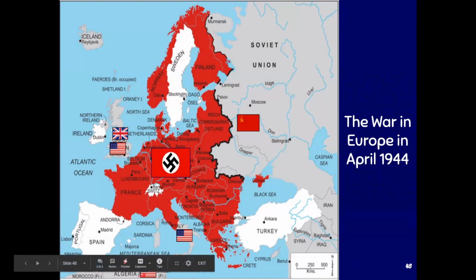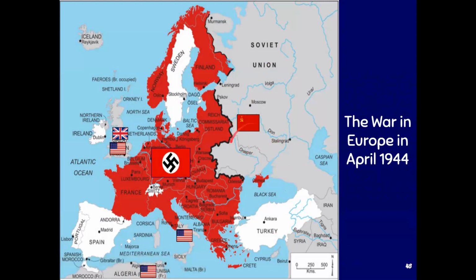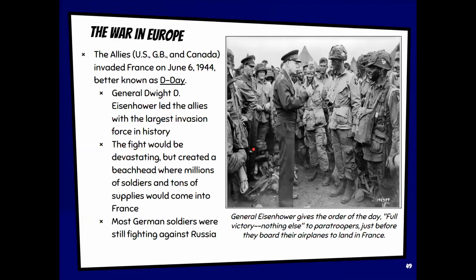You can see America has taken over North Africa and the bottom half of Italy. Russia has begun to push back from Stalingrad, now back to their original borders. And America and Great Britain are here planning to invade France. And so on June 6, 1944, known as D-Day, the Allies invade France on the peninsula of Normandy. The fighting would be devastating.